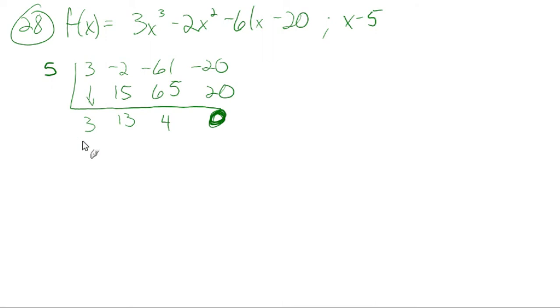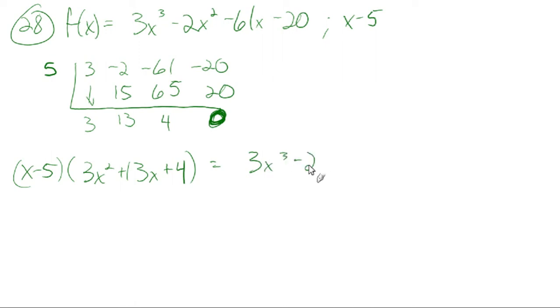So what did we get from that? We got that this divided by that is 3x squared plus 13x plus 4. Okay, so that means that x minus 5 times this equals the original.